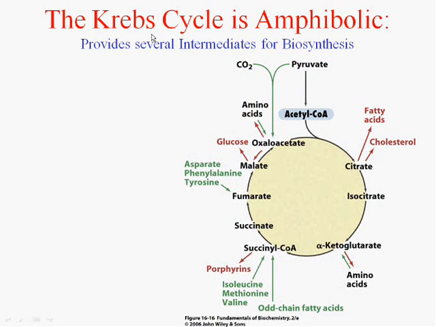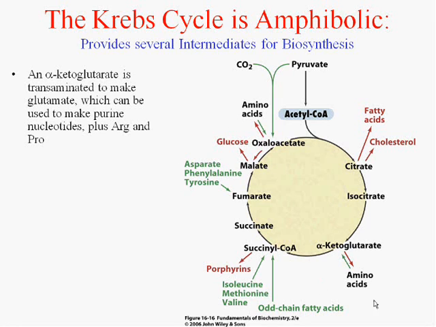One more thing to keep in mind about the Krebs cycle or TCA. It is amphibolic. What does that mean? It serves both in catabolic and anabolic pathways. And what are the anabolic pathways it's a part of? The citric acid cycle or Krebs cycle provides several intermediates for biosynthesis. For example, alpha-ketoglutarate can be used to make amino acids. Another example is succinyl-CoA can be used to make porphyrins.